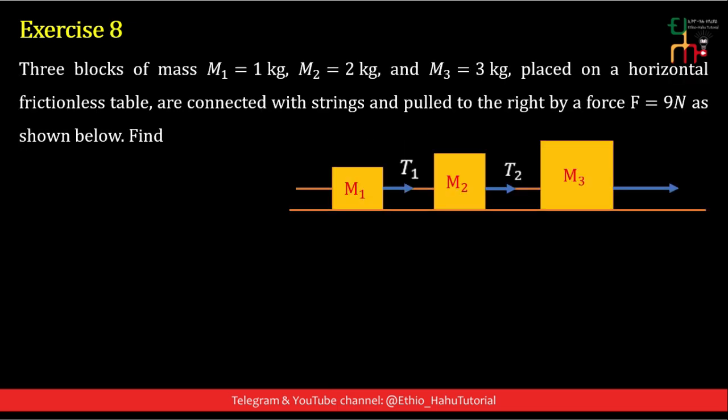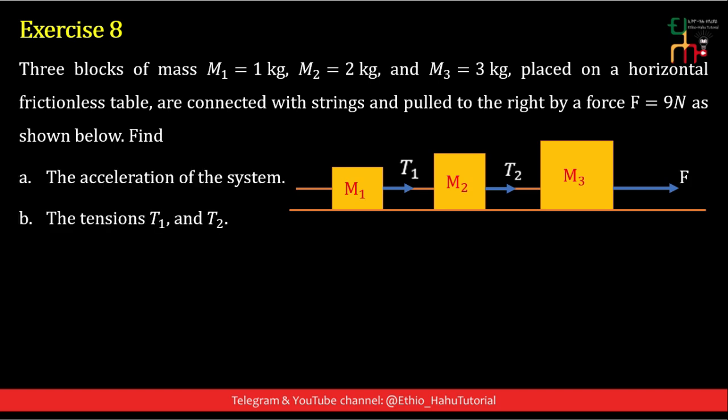Exercise 8. Three blocks of mass M1 equal to 1 kilogram, M2 equal to 2 kilogram, M3 equal to 3 kilogram, placed on a horizontal frictionless table, are connected with string and pulled to the right by a force F equal to 9 Newton as shown below. Find A, the acceleration of the system, and B, the tensions T1 and T2.